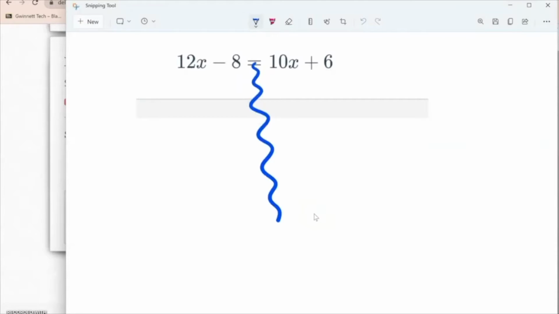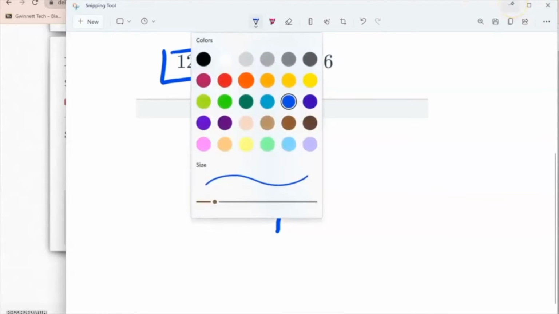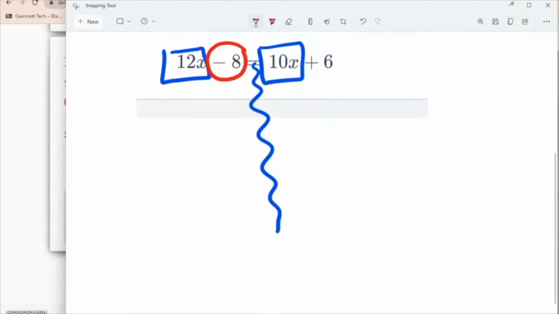First thing I do is draw a river. Right, I'm going to label boxes. Don't forget the symbol. Boxes with variables, and then I'm going to put circles with constants. All right, it doesn't matter which one you move, but I need boxes on one side, circles on the other side. So I'm going to move my circle to the other side.